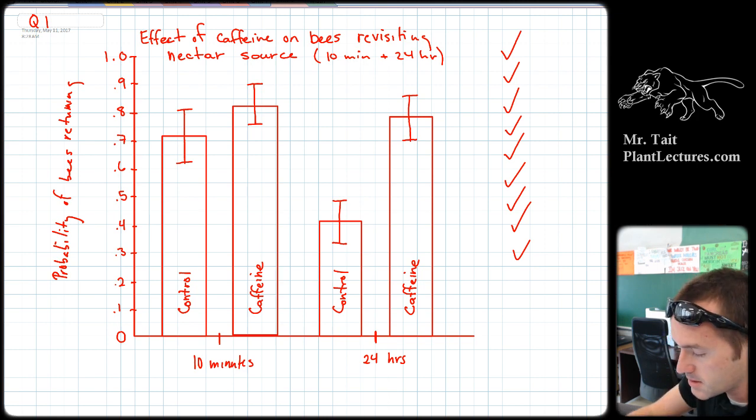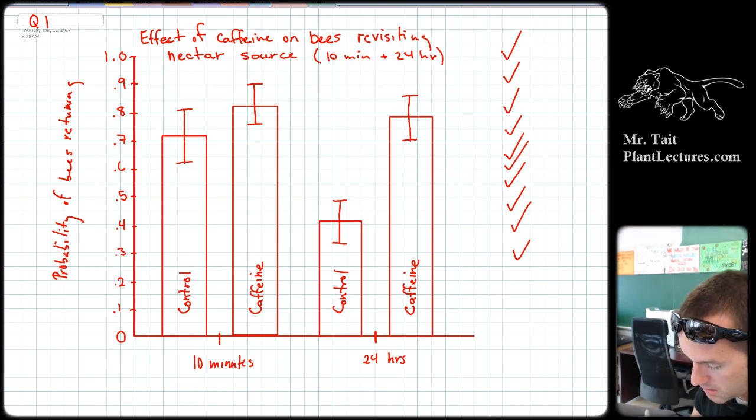10 points possible. 1, 2, 3, 4, 5, 6, 7, 8, 9. I think I missed one of my points. I didn't make a check for this one when I said identify the null hypothesis. But it's 10 points possible on that one. 2 for A, 2 for B, 4 for C, and 2 for D.